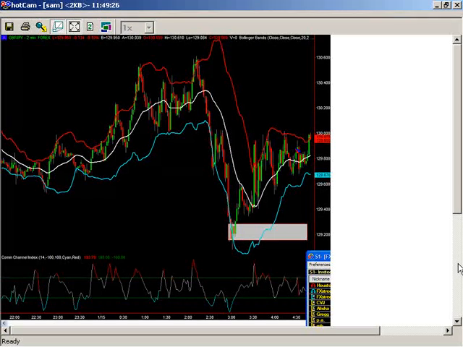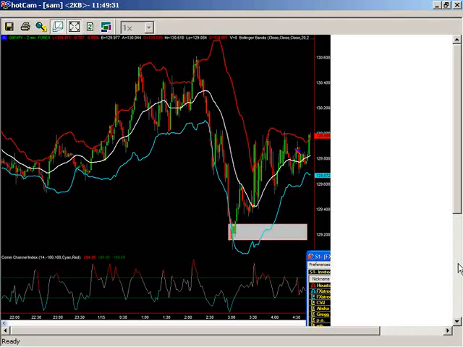But people, especially newer traders, want confirmation. So there's nothing wrong with using something like Bollinger Bands and a CCI, an oscillator like that, in conjunction with your predetermined levels.